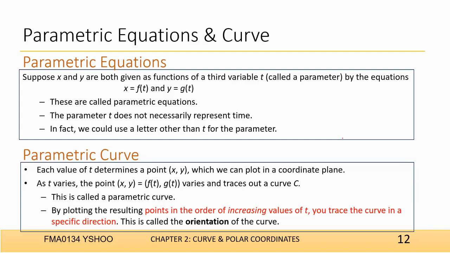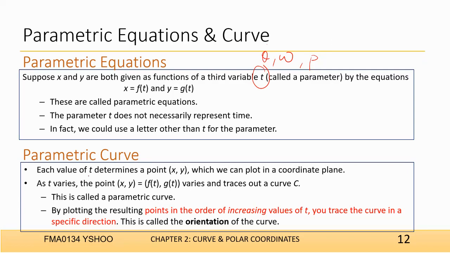Now we look at the definition of a parametric equation. Suppose we have x and y given as functions of a third variable t, which we call a parameter. It is not necessarily t; you can use theta, omega, p and so on, as long as it is separate from x and y. The parameter t does not necessarily represent time, but normally we assume t is time, theta is an angle, omega is the frequency, and so on.